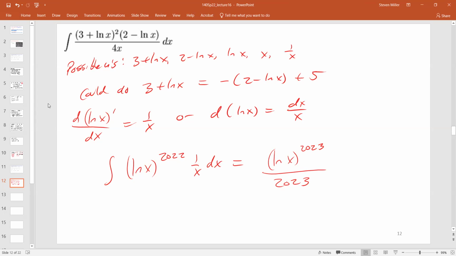You could, of course, if you're having troubles with this, do u substitution. Let u equal ln of x. du is 1 over x dx. So you could do u substitution to solve this. But if I want to integrate a power of the natural log, it's very easy if I have a 1 over x next to it. If I don't have the 1 over x next to it, it's not easy.